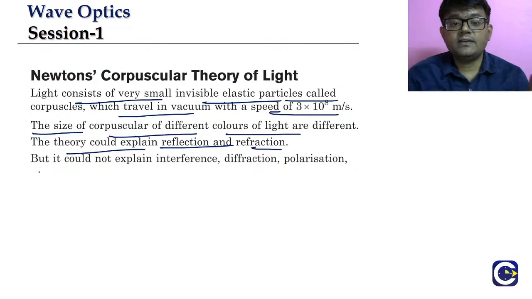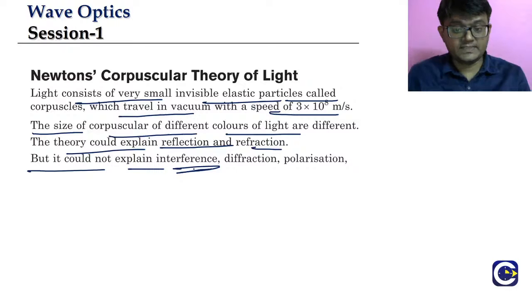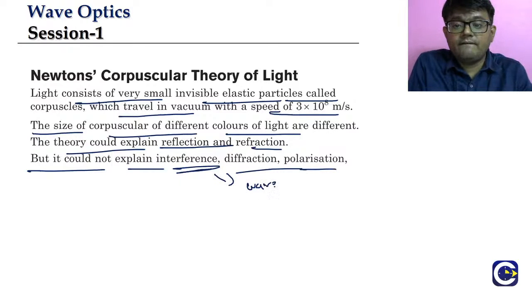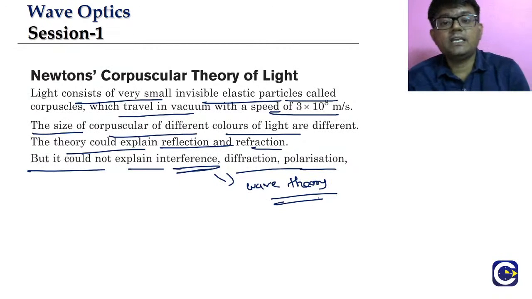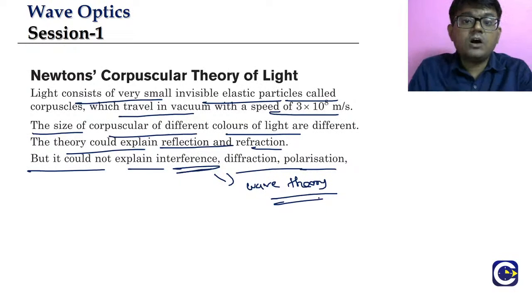But why are we not able to completely accept the theory? Because it was not able to explain interference. If we look at the interference phenomenon, it can only be explained by the idea of the wave theory, correct? So interference, diffraction, polarization, all these are related to the wave theory. These phenomena could not be explained by the corpuscular theory of light. So this is in brief about Newton's corpuscular theory.